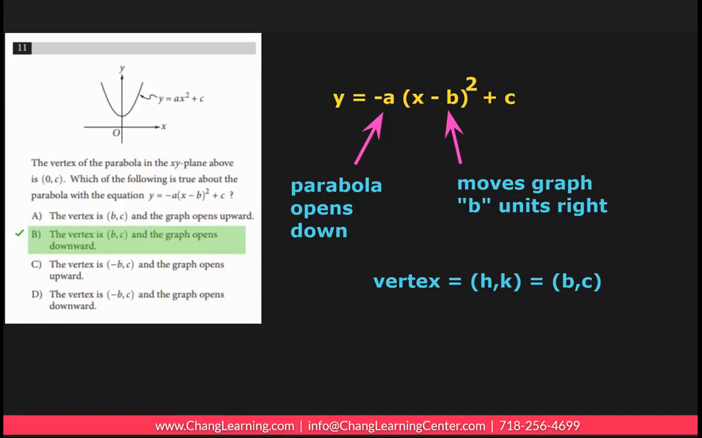The other transformation is adding negative b into the formula, which will move the graph b units to the right. So the vertex will move from 0, c to b comma c, and that will be the location of the vertex after the translation and reflection. The graph now opens downward, so the correct answer is B. The vertex is now at b, c, and the graph opens downward.